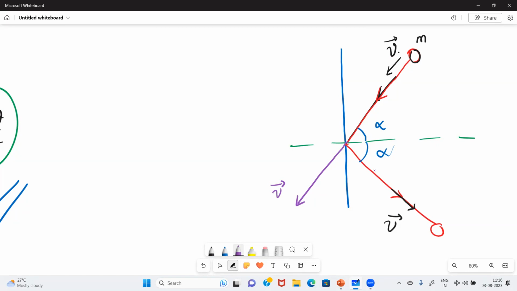Come on, tell me, students. If this angle is alpha, what is this angle which I have drawn? Alpha. How? Vertically opposite angles. Good. If this is V and this is alpha, correct? Then you can resolve it into two components. This velocity vector can be resolved into one component along the x-axis, another component along the y-axis. So we are going to do that.